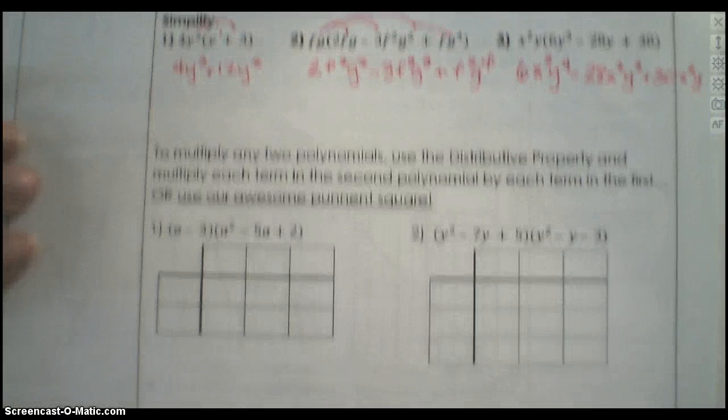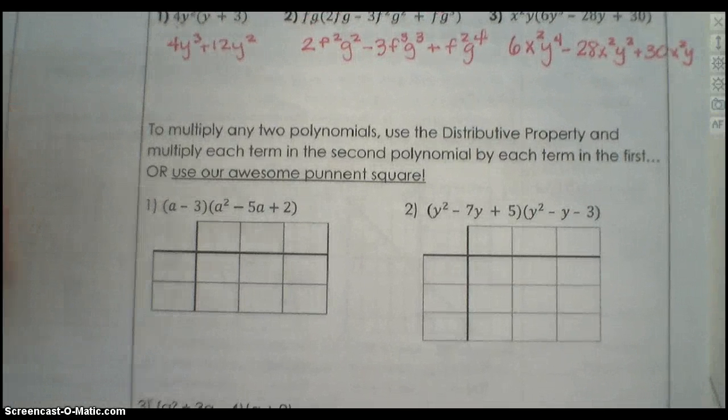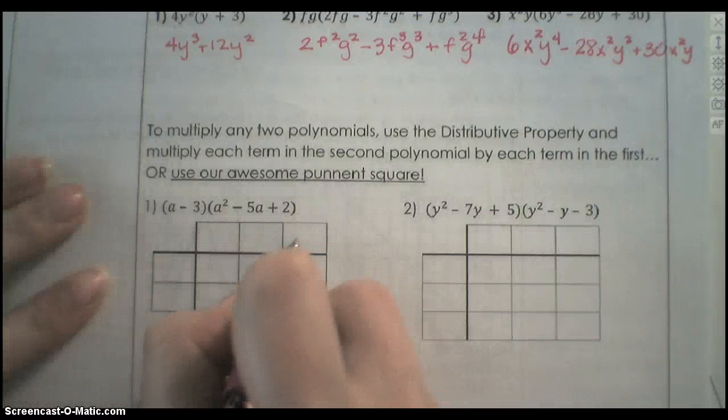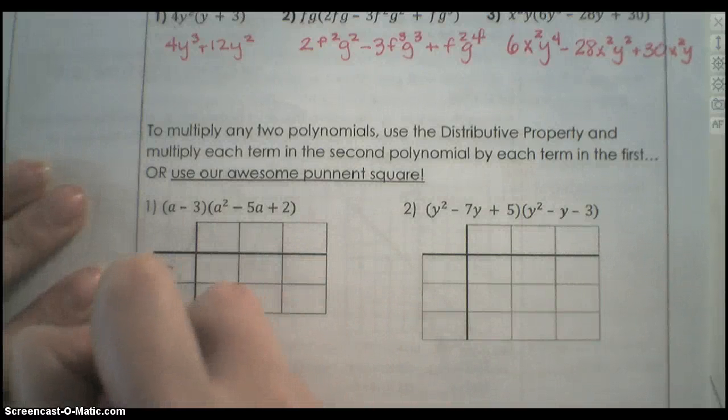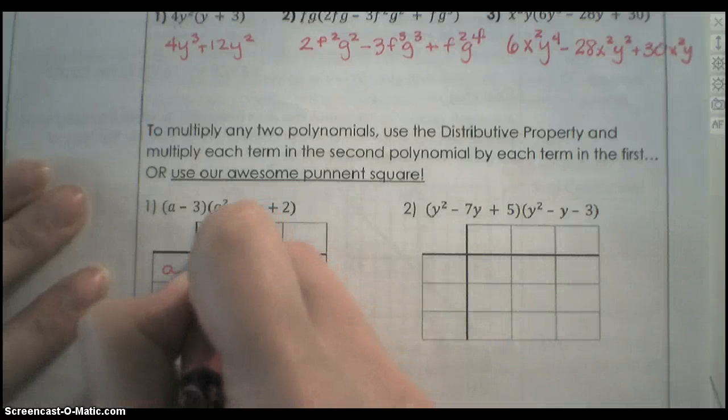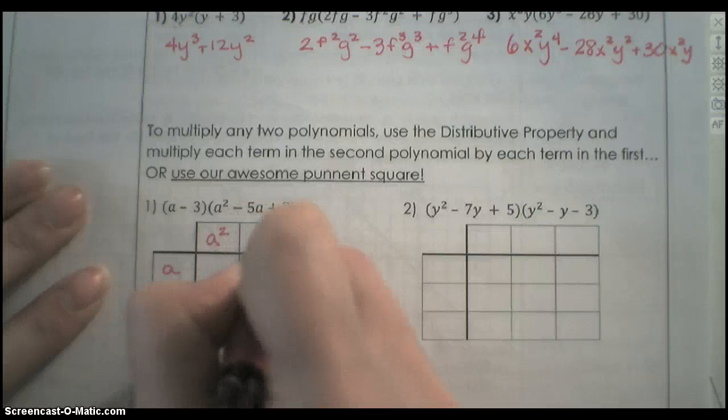And then we're going to move on to multiplying two polynomials using the distributive property and multiplying each term in the second polynomial by each term in the first, or using this awesome Punnett square, which will help keep things organized so you make sure to multiply everything. So what we're going to do is we've got 2 things here and we have 3 things here. So we're going to fill in, this is going to be the a, this is going to be the negative 3. It's almost kind of like our factoring square in a sense, but we are actually multiplying instead of factoring.